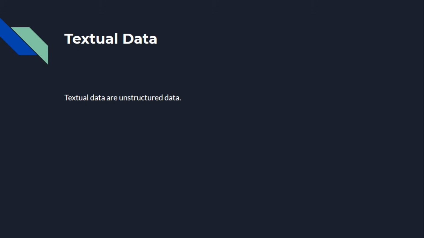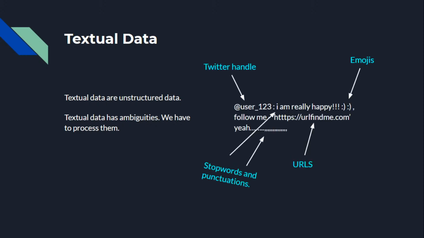Our textual data has some ambiguities, so we have to process them to be able to use them. For example, we don't want stop words and punctuation. So how do we pre-process this, and how do we remove all this? We want to remove Twitter handles, emojis, URLs, stop words, and punctuation.